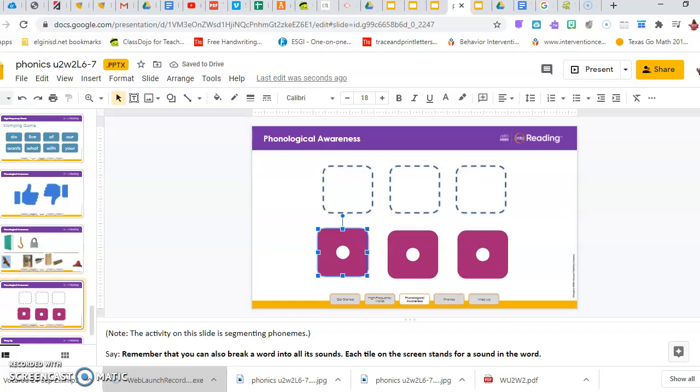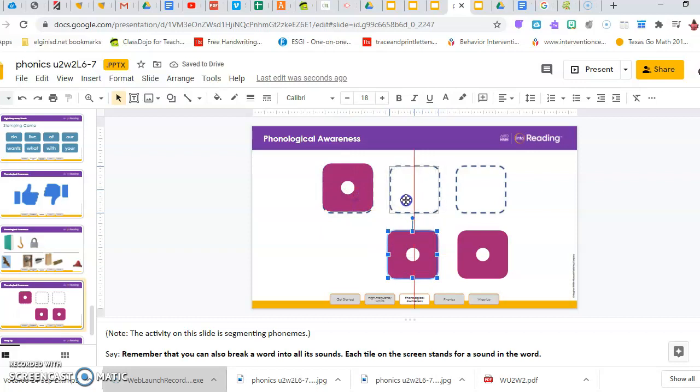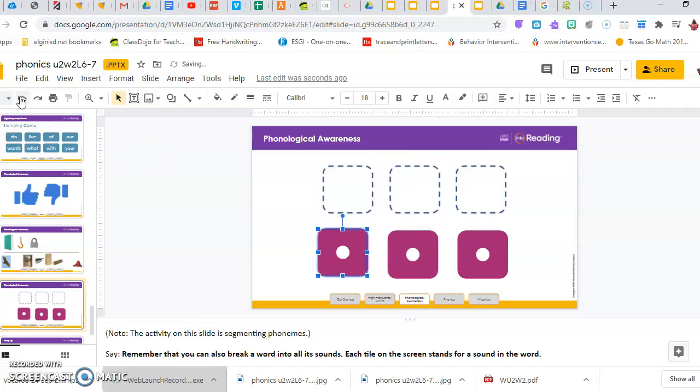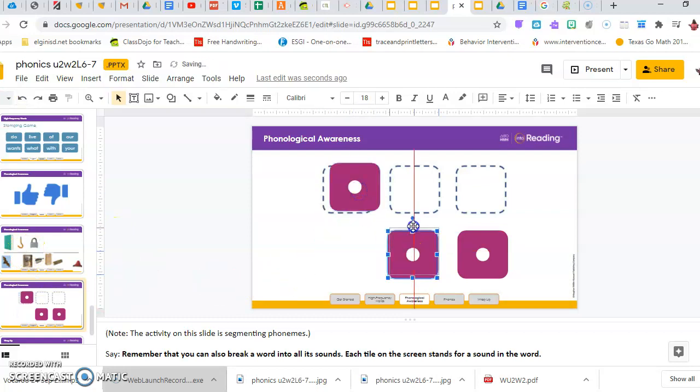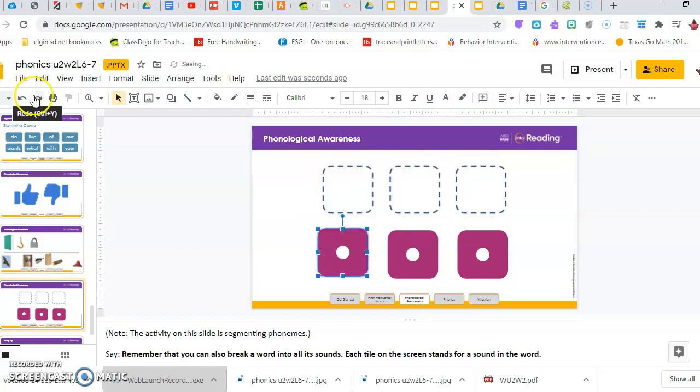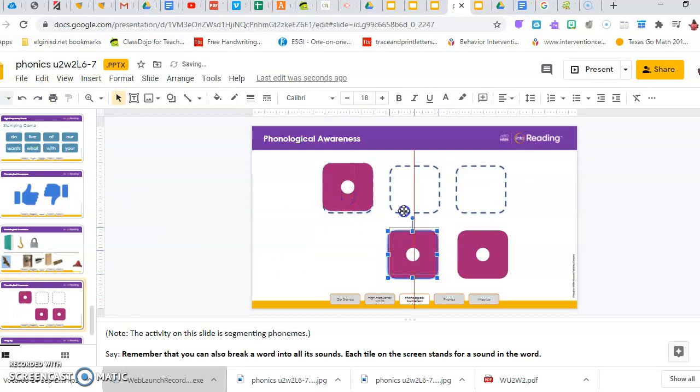The word is go. G. O. Go. Very good. Let's try another one. The word is hay. A. Hay. Remember to say the sounds with me. The word is us. S. Us.